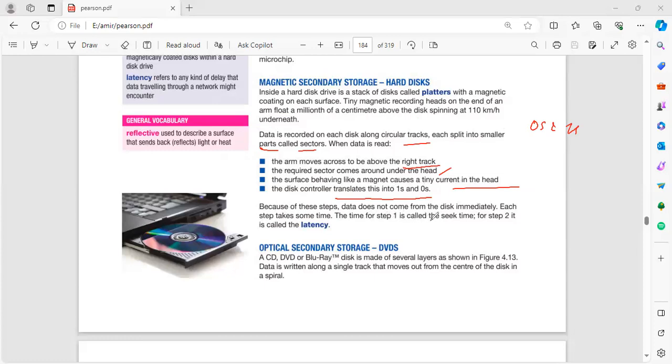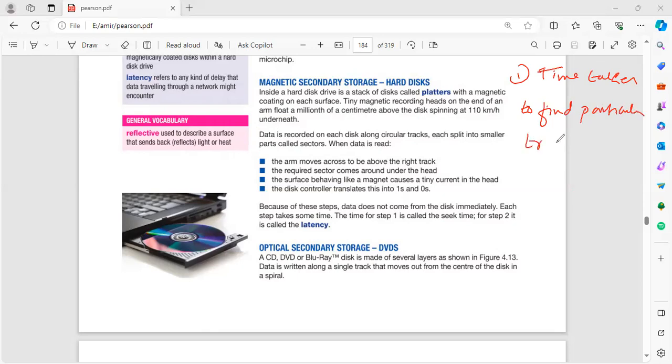Each step takes some time, because data does not come from the disk immediately. The time for step 1 is called seek time. For step 2, it is called latency. Whenever you have to read data from a hard disk, first it has to search for the track. I am writing it again. Time taken to find a particular track is called seek time.